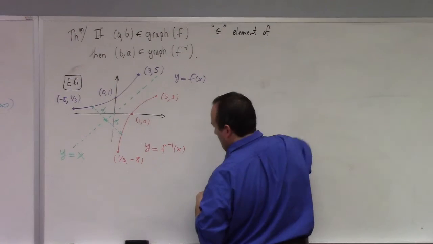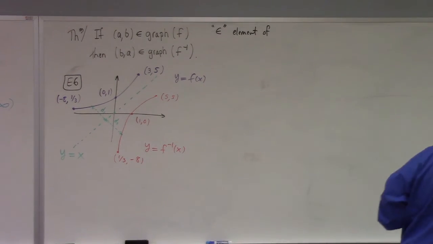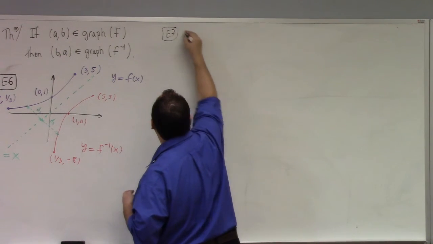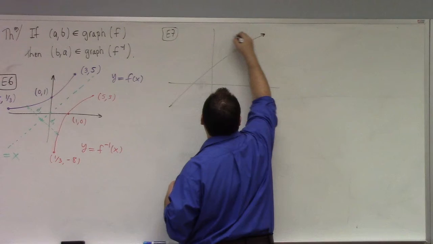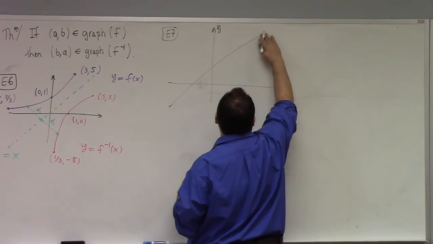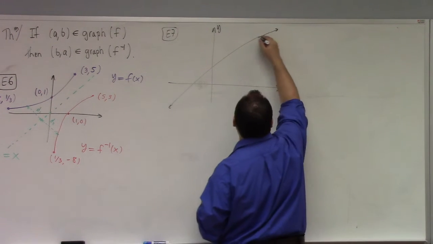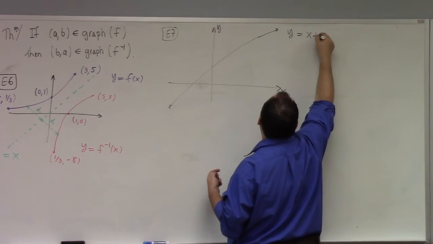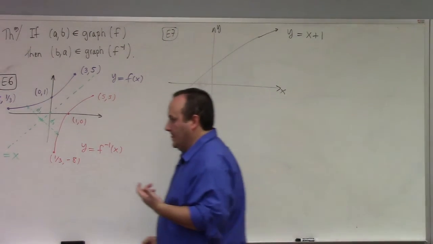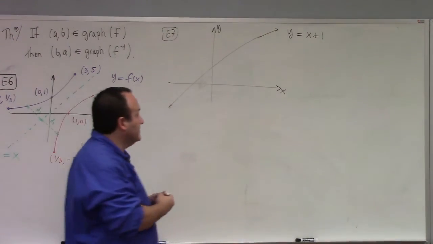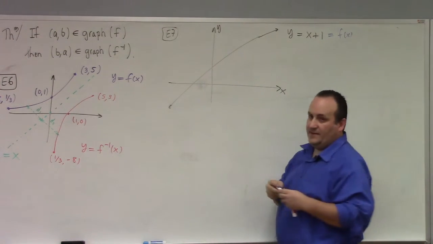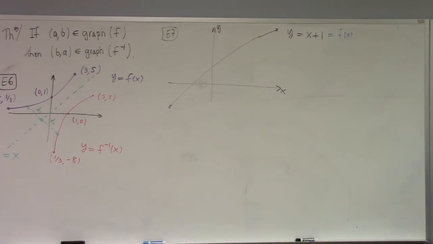Example 7. Let me erase that. I guess that might be like y equals x plus 1. What's the inverse function? Can you graph the inverse function? Suppose that's f of x, right? It passed the horizontal line test? Sure. Definitely one-to-one, right? We can find its inverse.